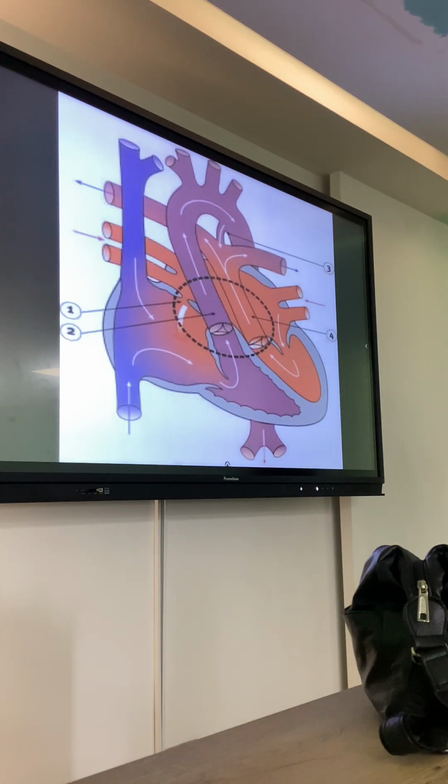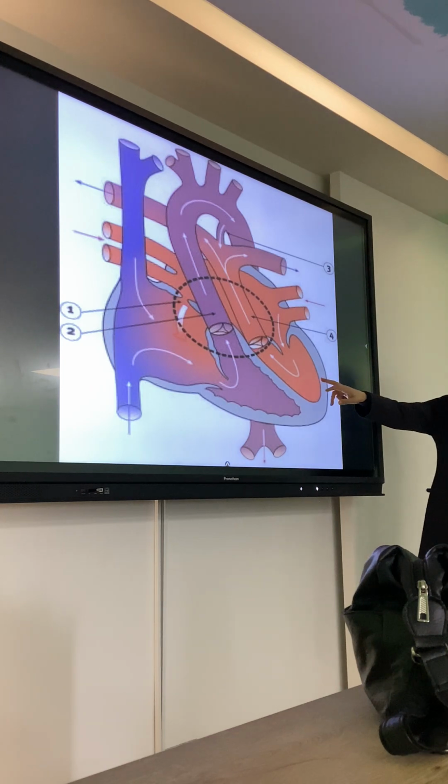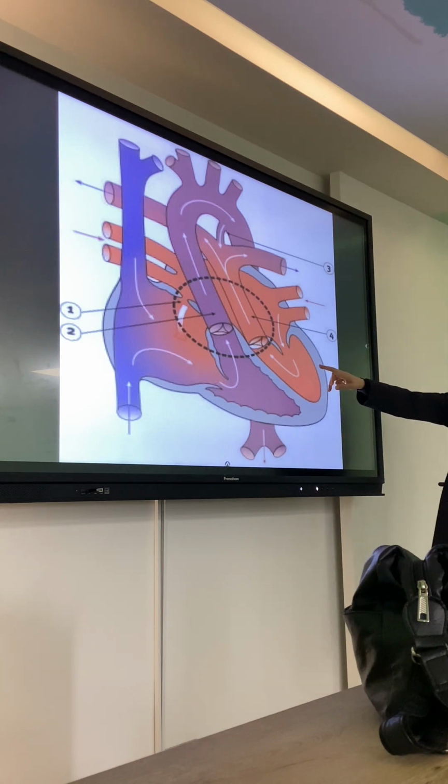What happened in this picture? What did you see? We have a PDA. Okay, we have PDA also. In the normal position, is the aorta here or here? In the left. Can you see the aorta on the left in this picture? No, it's on the right. What about the pulmonary artery? It's on the left side. It is normal. No, this is transposition of great vessels. What happened?